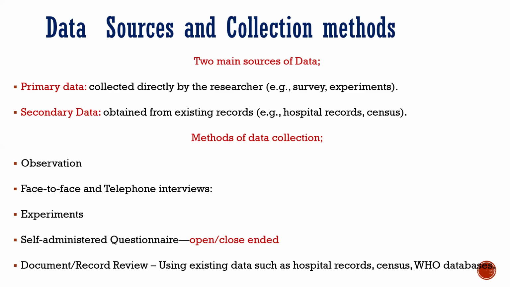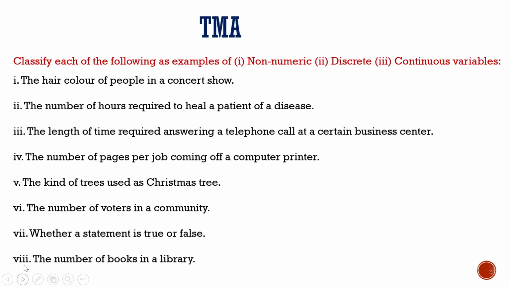But closed-ended questionnaires are the ones where you give options. Is it yes? Is it true? Is it false? They are called closed-ended questionnaires. Then we also have another method of data collection, which is documents or record review, that is using existing data, like what I explained in secondary data. So these are the different methods of collecting data.